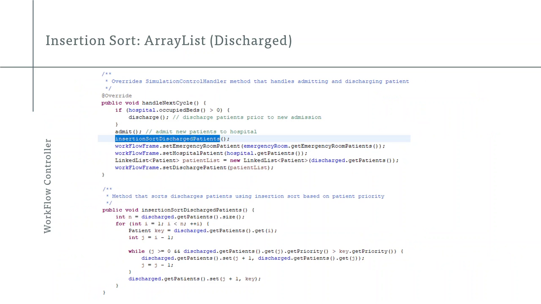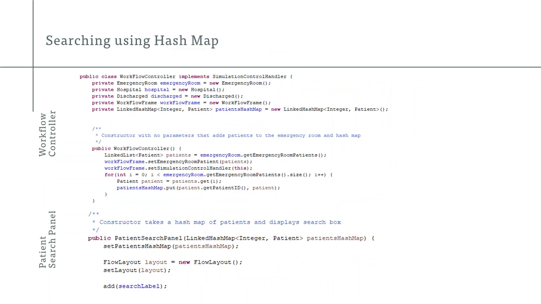Here I demonstrate the core logic where I admit, discharge, and sort patients with each new cycle. The views are then updated. Below is the insertion sort method, which I covered earlier. The workflow controller adds patients to a hash map in the constructor. The hash map is passed into the patient search panel, allowing a patient to be displayed when a user searches for a specific ID.